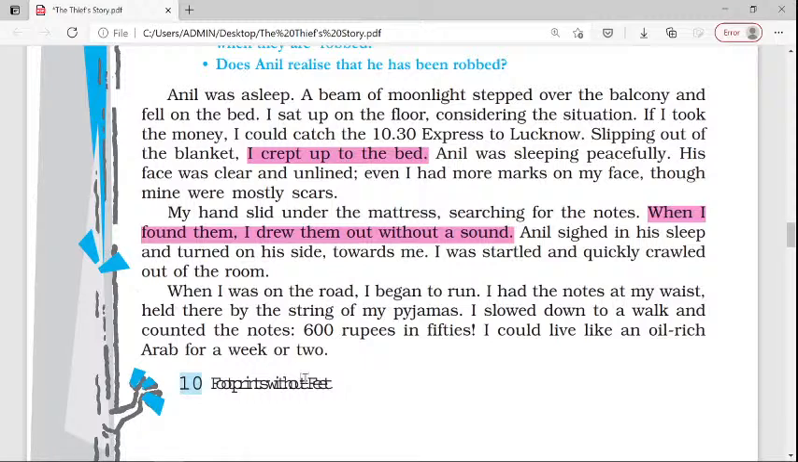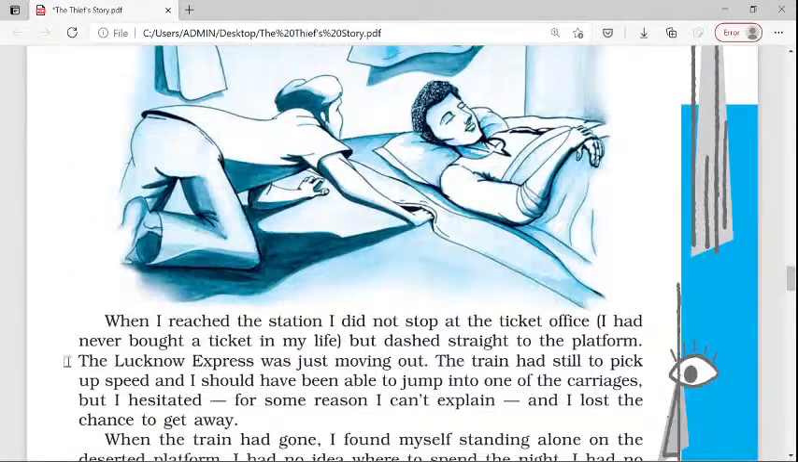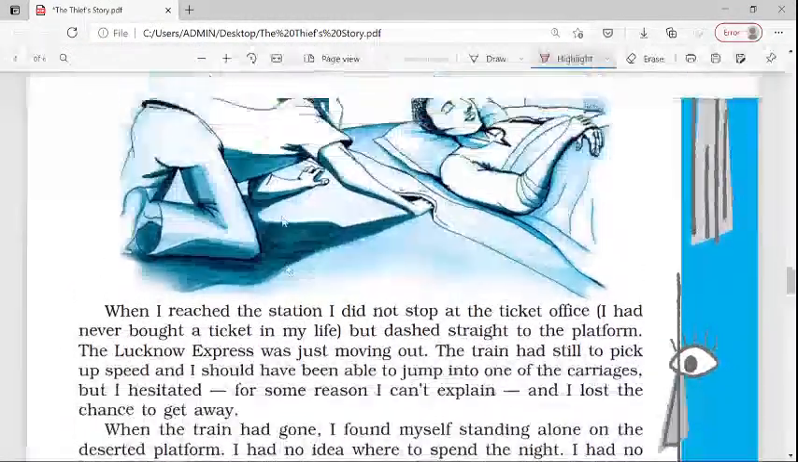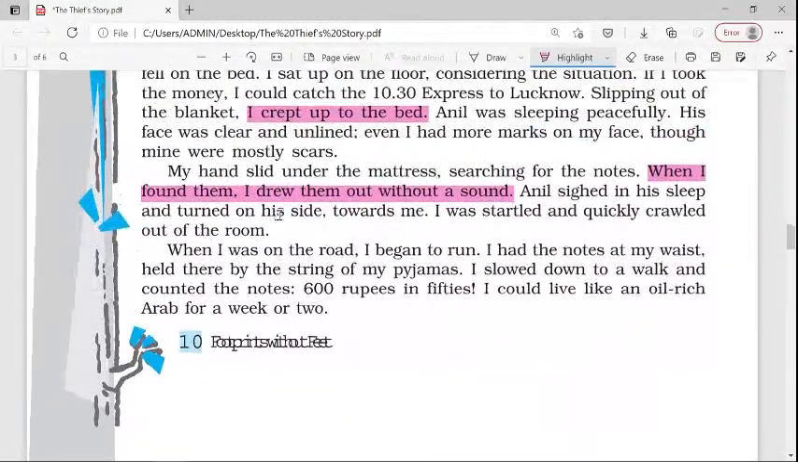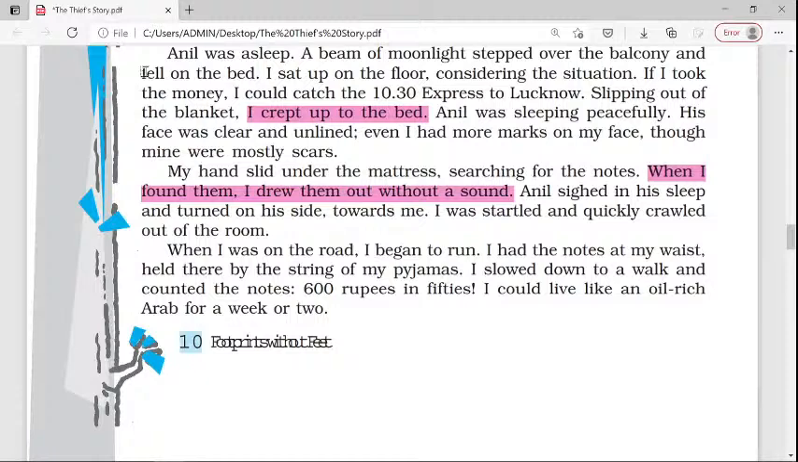He said, when I was on the road, I began to run. When he came onto the road after robbing Anil, what happened? He began to run and his notes were at his waist. He kept it tucked into the waist of his pajamas. Pajama means like trousers.